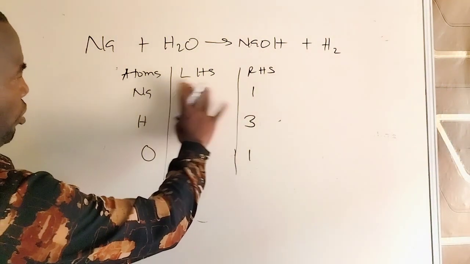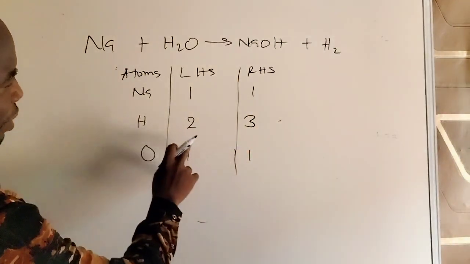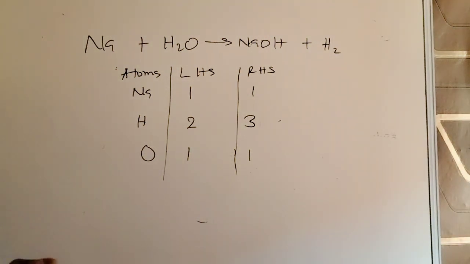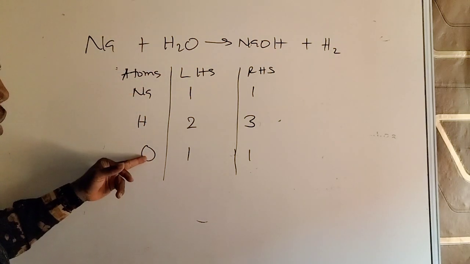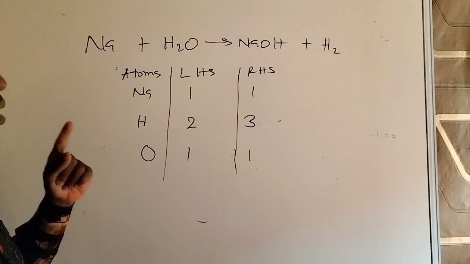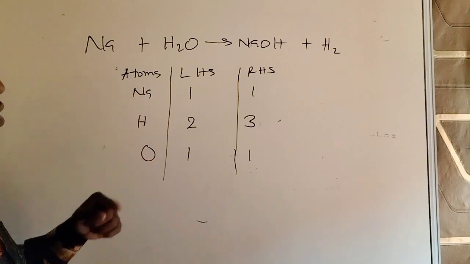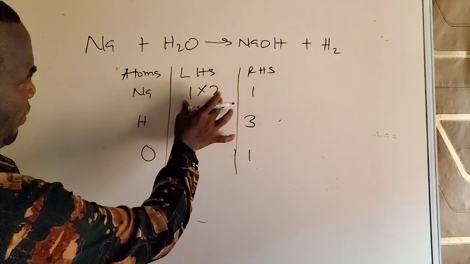But in this situation, these two are balanced, except only one. I cannot balance this one with a whole number. What do we do? You now unbalance any of the balanced elements. You unbalance either sodium or oxygen using the least number. The least possible number to balance is 2. So you unbalance any of these. Let me start with sodium. I'll multiply sodium by 2, left hand side.